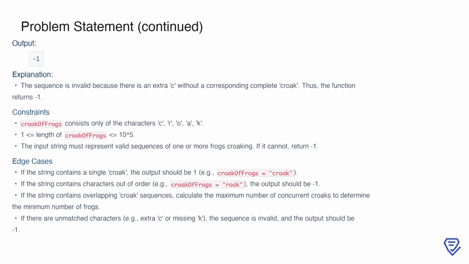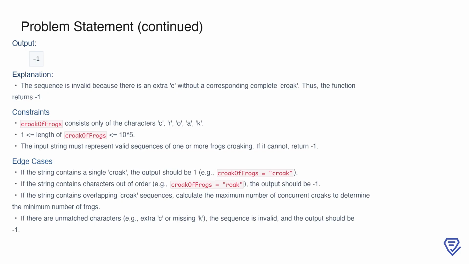Finally, in the fourth example, if the input is croak, the output is also -1. This sequence is invalid because there is an extra C that does not have a corresponding complete croak. Each C must eventually lead to a valid full sequence croak, and here that condition is not met.